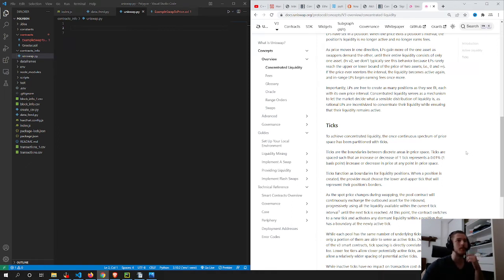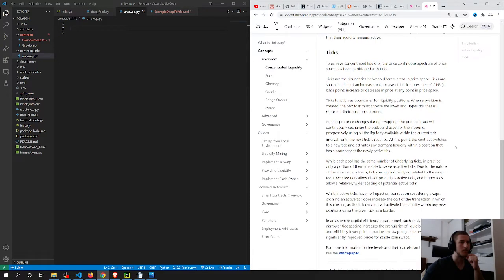LPs are free to create as many positions as they see fit, each with its own price interval. Concentrated liquidity serves as a mechanism to let the market decide what a sensible distribution of liquidity is, as rational LPs are incentivized to concentrate their liquidity while ensuring that their liquidity remains active. To achieve concentrated liquidity, the once continuous spectrum of price space has been partitioned with ticks. Ticks are spaced such that an increase or decrease of one tick represents a 0.01% increase or decrease in price at any point in price space.